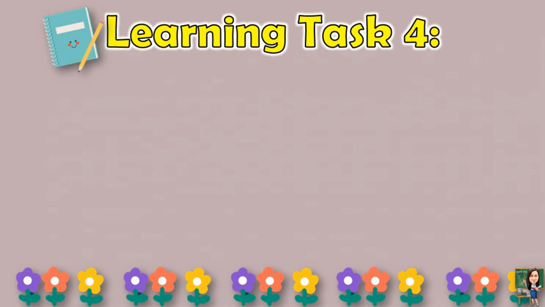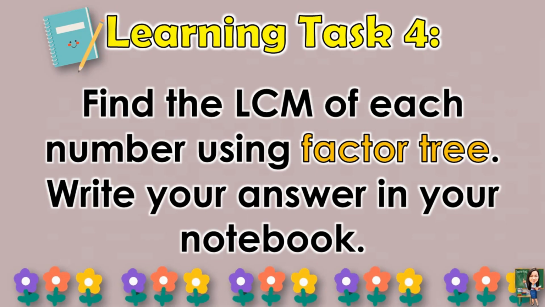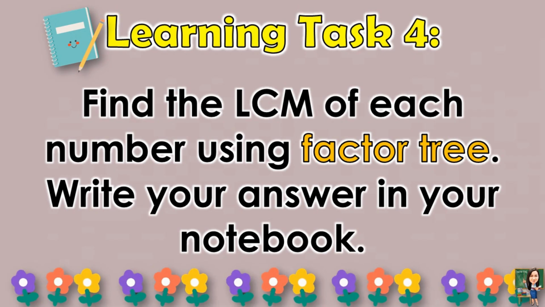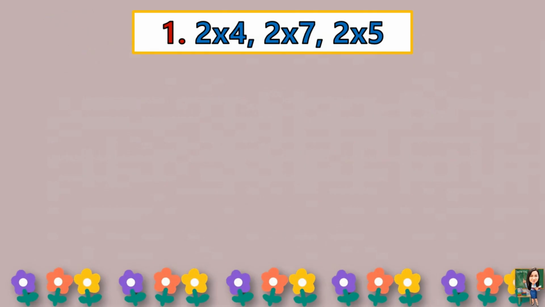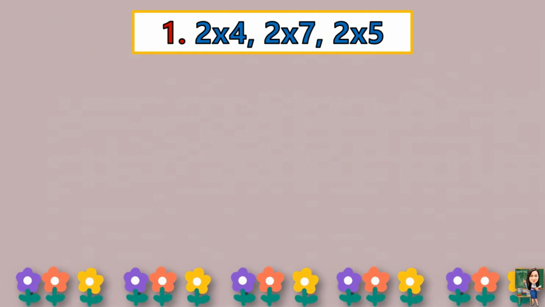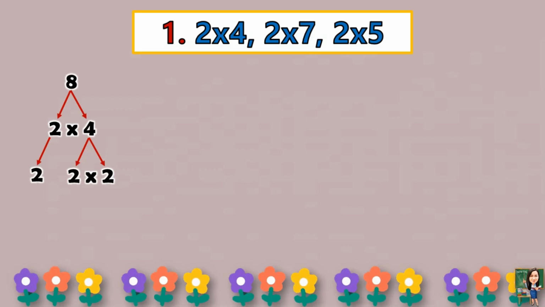Learning Task 4. Find the LCM of each number using prime factors. Write your answer in your notebook. Number 1. 2 times 4, 2 times 7, 2 times 5. 2 times 4 equals 8. 2 times 7 equals 14. 2 times 5 equals 10.